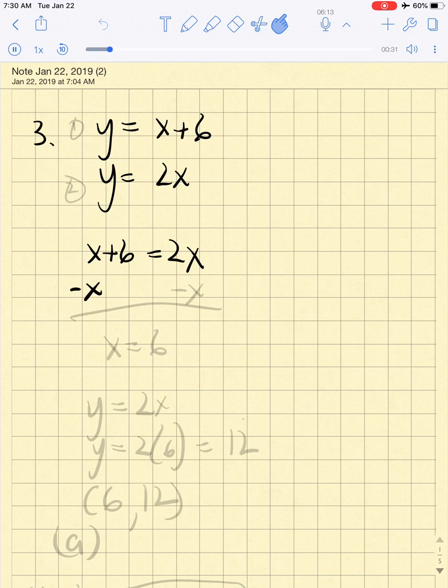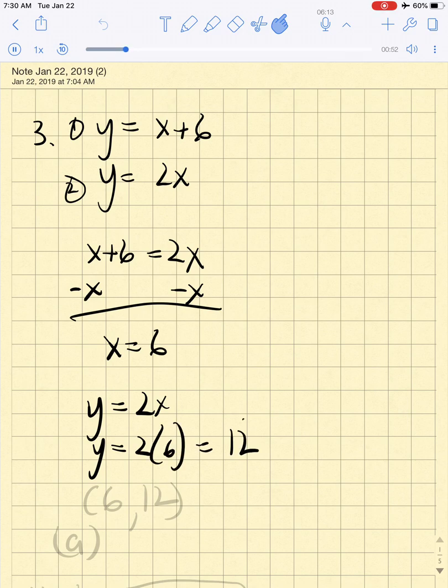So now I could subtract x from both sides, and I have x equals 6. Okay? To get the value of y, I can go back into either equation 1 or equation 2. Y equals 2 times x, so y must equal 2 times 6, y must equal 12. So the coordinates of the solution are 6, 12. And we used substitution, so that's A. Okay?